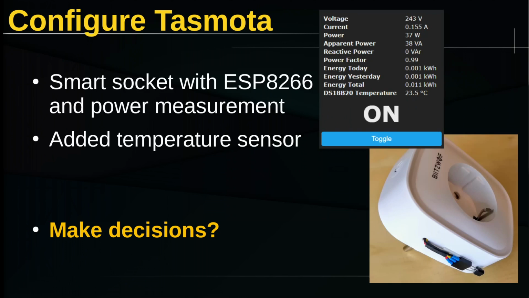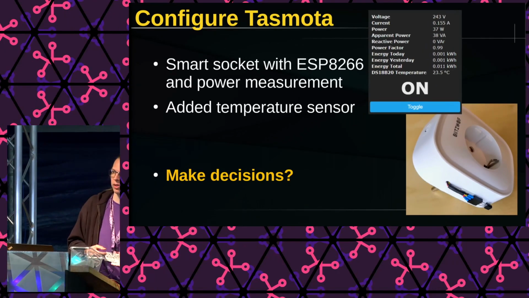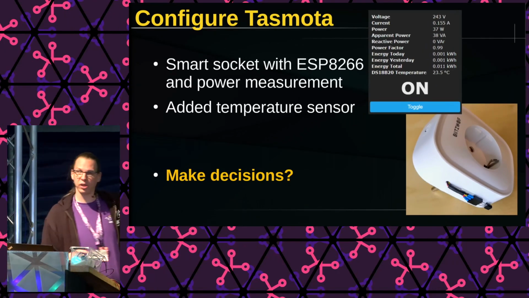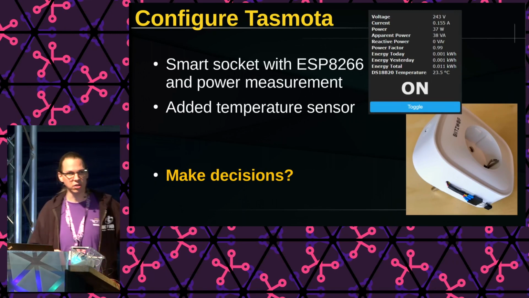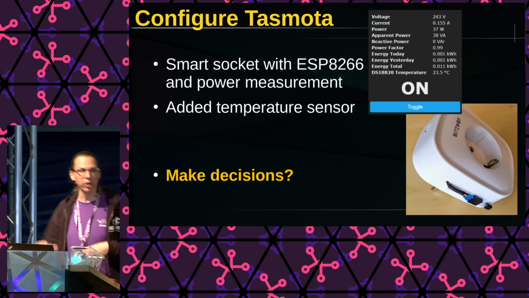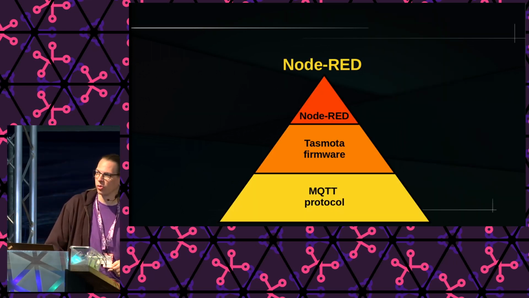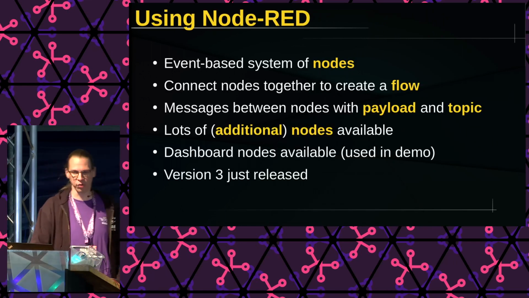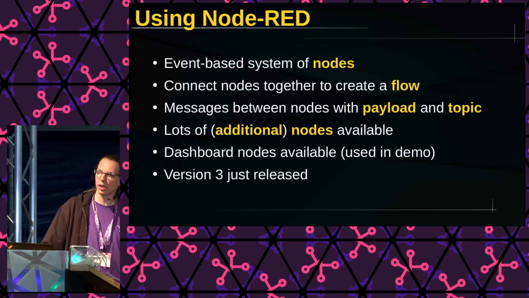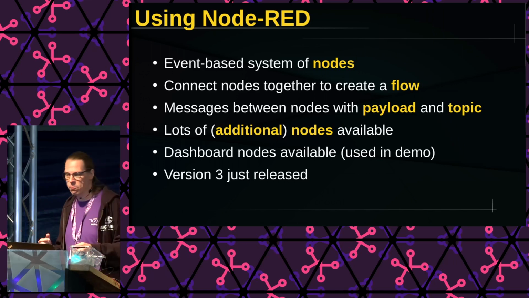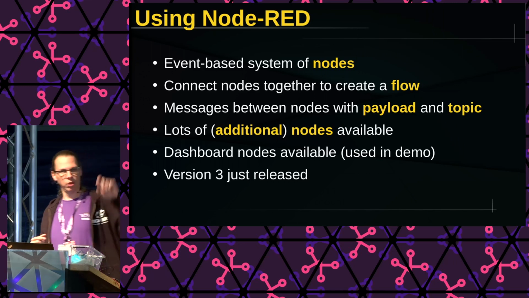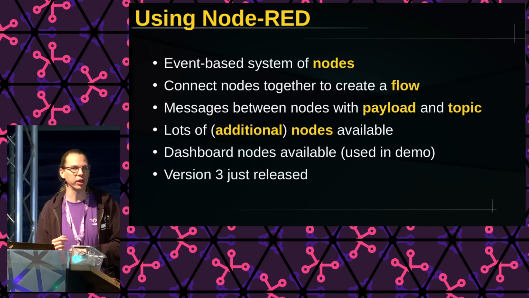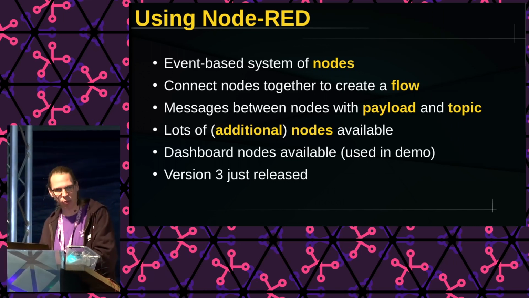But if we have measurements, if we have a smart socket, maybe with a built-in temperature sensor or not, we have to make a decision. At some point, we want some part of our MQTT network of devices to make decisions and have effect on another part, on another device. And that is where we actually come to the last part, which is Node-RED. Node-RED is an event-based system of nodes. And these nodes connected together create a flow. There are messages that go from node to node, and they have a payload and a topic, just like an MQTT message. It's not exactly MQTT, but it is close.